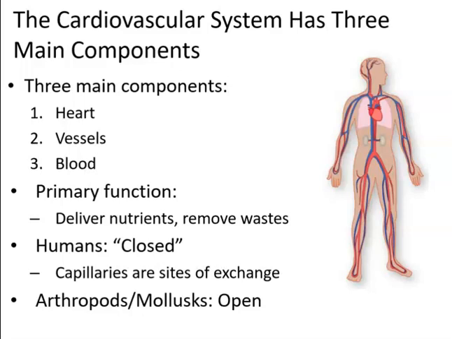Humans are said to have a closed cardiovascular system because all the vessels are interconnected with one another, down to the capillaries where you have sites of exchange, either respiratory gases, nutrients, etc. Arthropods or mollusks are said to have an open cardiovascular system, meaning whatever fluids are pumped through the cardiovascular system then goes out and surrounds the organs and becomes interstitial fluid.